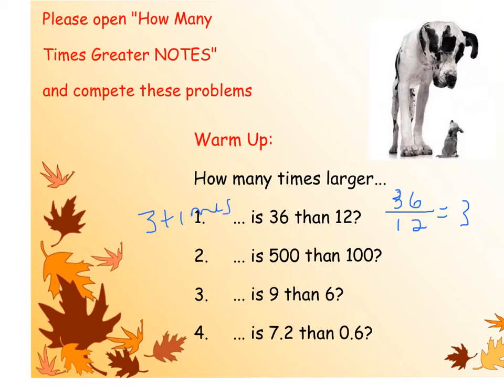Again, it might be intuitive to you, number 2, that 500 is 5 times greater than 100. So you're dividing the larger number by the smaller number. 9 is how many times greater than 6? Well, 6 goes into 9 one time with 3 left over. So 1 and 3/6. So 9 is 1.5 times greater.